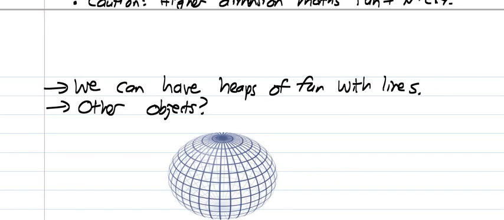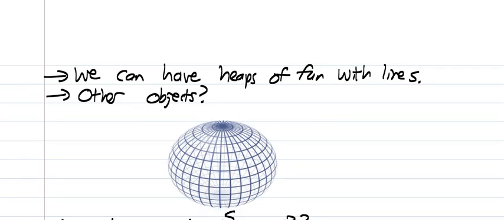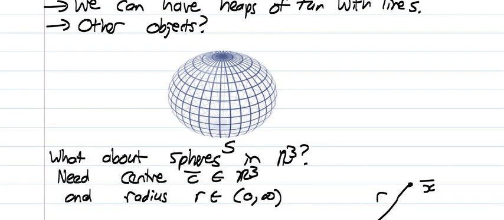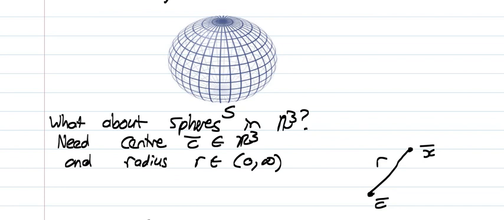All right. Now, we can have heaps of fun with lines, but there are also other objects we can look at. And as you can see from this picture, this is a sphere. So what about spheres in 3D? Now, for a circle, you need a center and a radius. For a sphere, you need the same things. You need a center, which is a 3D vector, and you need a radius r, which is a positive real number. And then you can define the sphere to be all the 3D vectors x, so that the distance from point x to the center is constant, and that constant is the radius of the sphere.